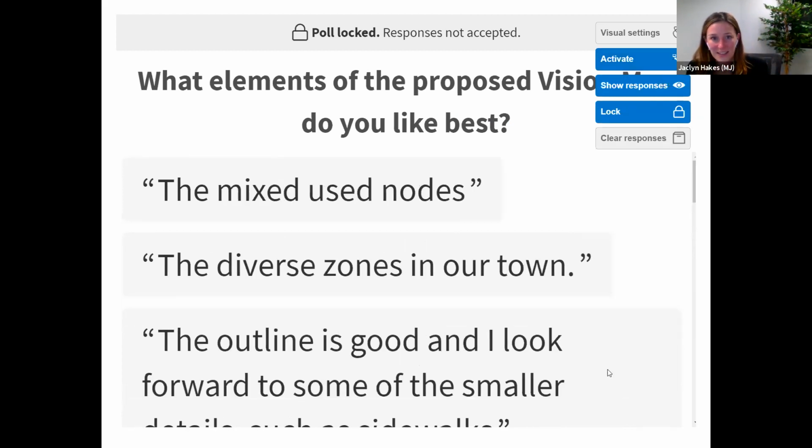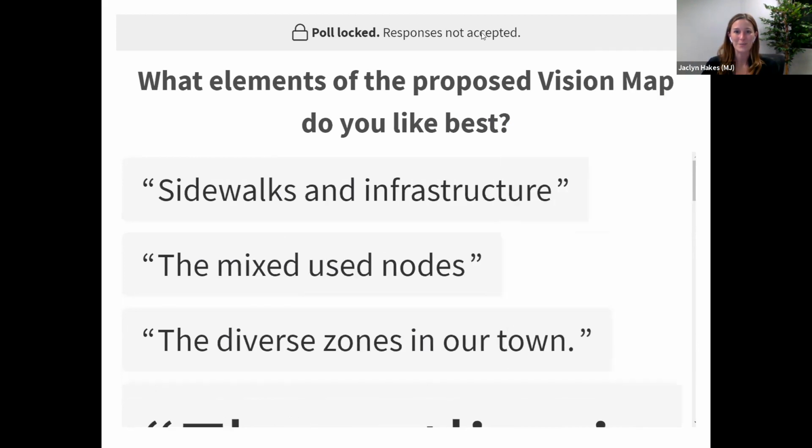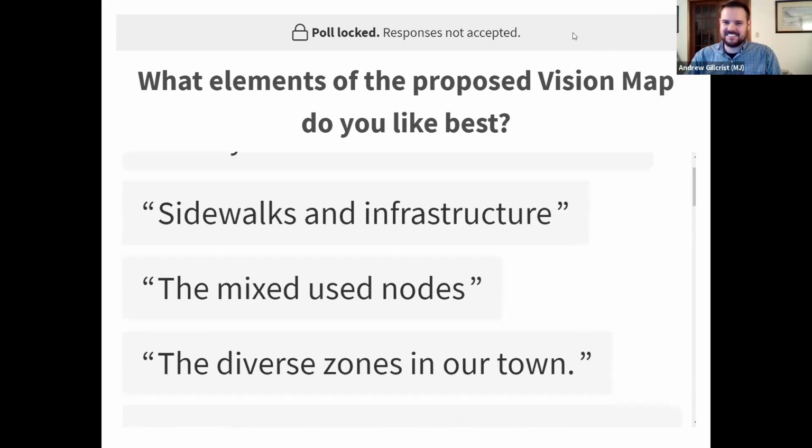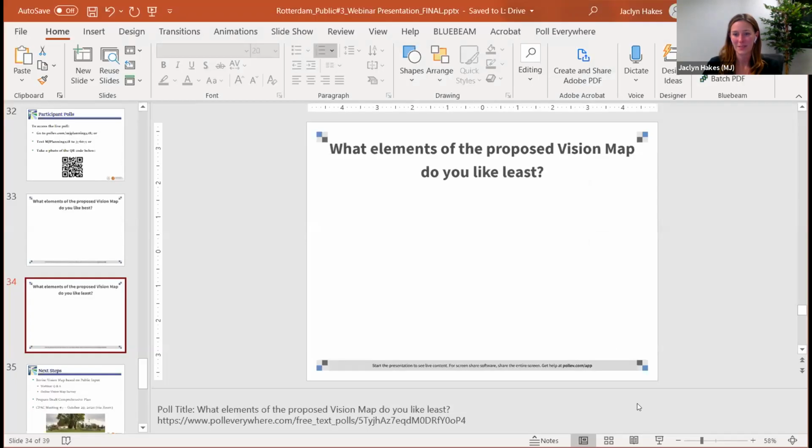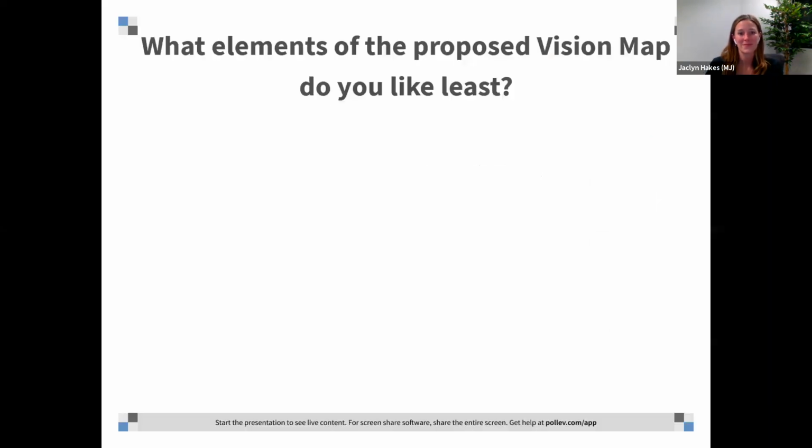All right, so I am caught in a loop, and I might have to exit out and start the slideshow again. Technical difficulties. Hold on a moment. Bear with me. All right, so apologies for that, folks.